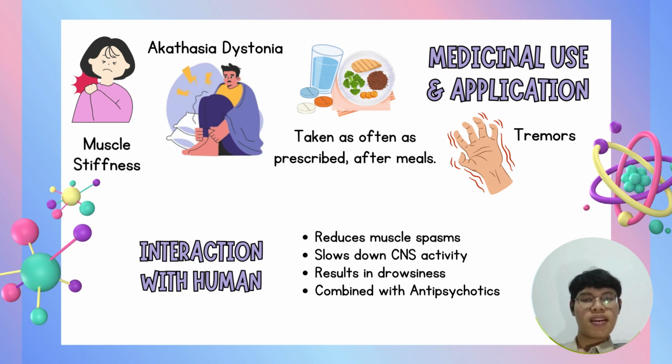Benzhexol is taken as often as it is prescribed by the doctors, usually in combination with levodopa or any other anticholinergic drugs. But it is also taken after meals to reduce the stomach upset that comes from taking so many medicines at once. Once ingested, it will cause the activity in the central nervous system to slow down. This reduces the muscle spasms and tremors that are usually found in Parkinson's patients. However, due to the reduced central nervous system activity, it also results in slight drowsiness. It is usually combined with antipsychotics, as antipsychotics bring symptoms closely resembling Parkinson's.